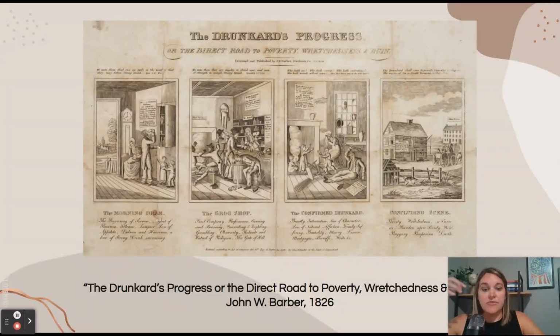Here are some very popular images from the time period: The Drunkard's Progress, or the direct road to poverty, wretchedness, and ruin. So you can see how the man goes from drinking in the morning to then going to the grog shop. He's a confirmed drunkard. His family is a mess. And then in the last scene, they're leaving their home. They probably weren't able to pay for it and lost it.